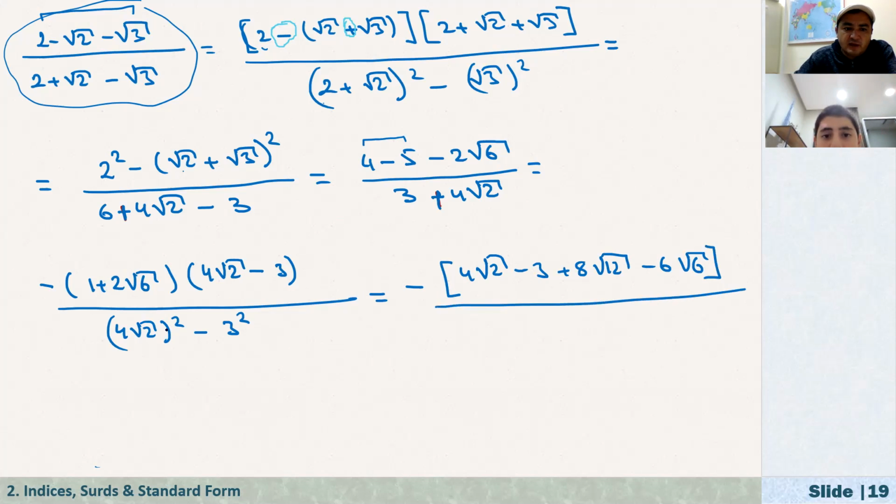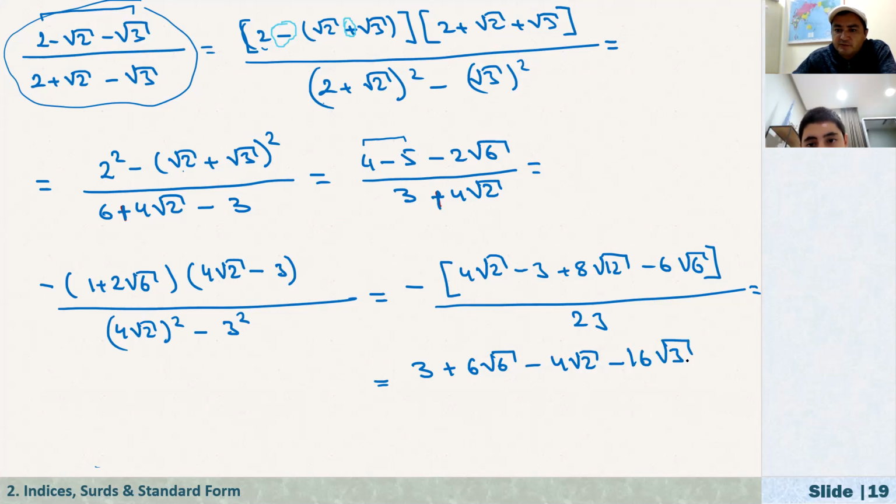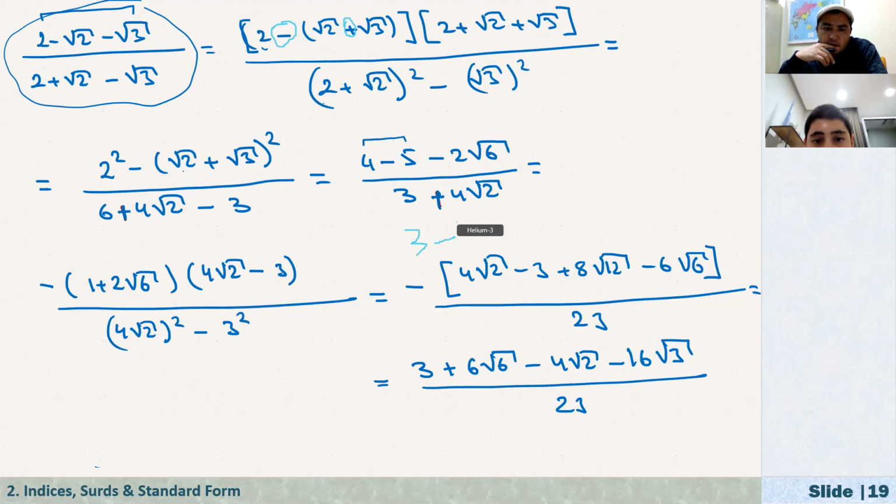Teacher, but why over, we did here we that? Have 23, which is equal to, if you multiply by minus, so here we have 3 plus, here we have plus 6 square root of 6. Here we have minus 4 square root of 2. Here we have minus 16 square root of 3 over 23. Is it your answer? Why didn't we multiply both sides by this number?